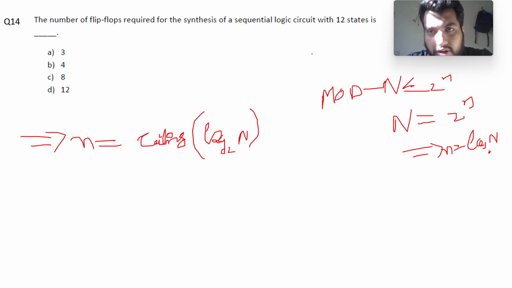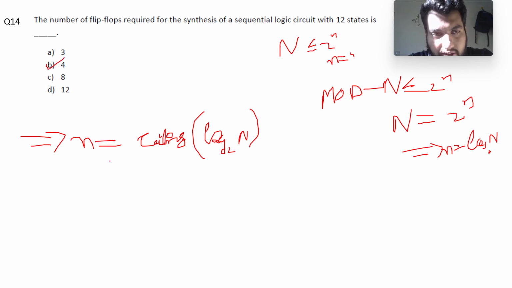So I can write N should be less than or equal to 2 raised to the power n, and from that I can say that n is equal to 4 simply, because if I put n equal to 3, that means 2 raised to power 3 is 8. So 8 is less than 12, which violates the condition. So 2 raised to power n with n equal to 4 is 16, greater than or equal to 12, so that is true. So n equal to 4. I can directly write that.